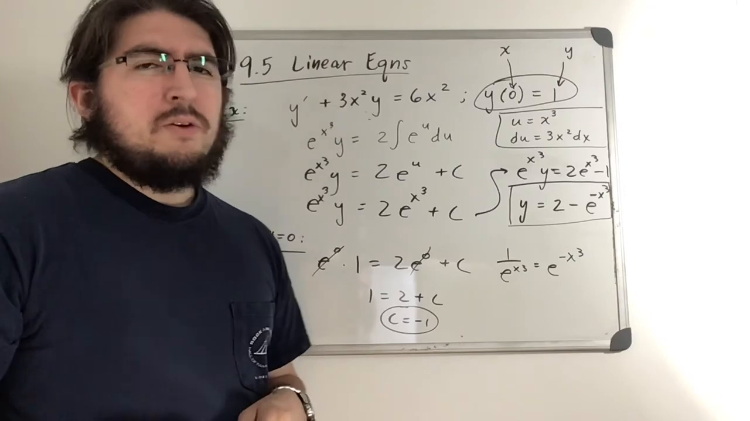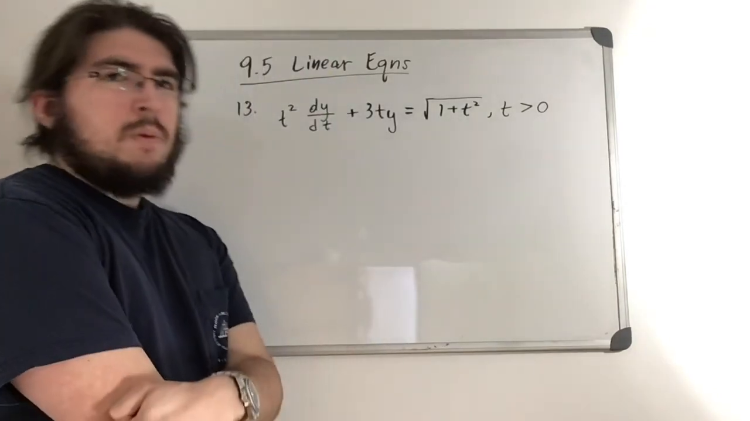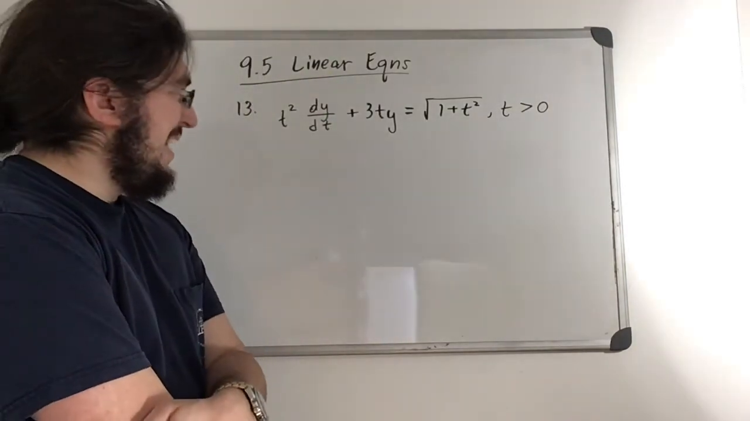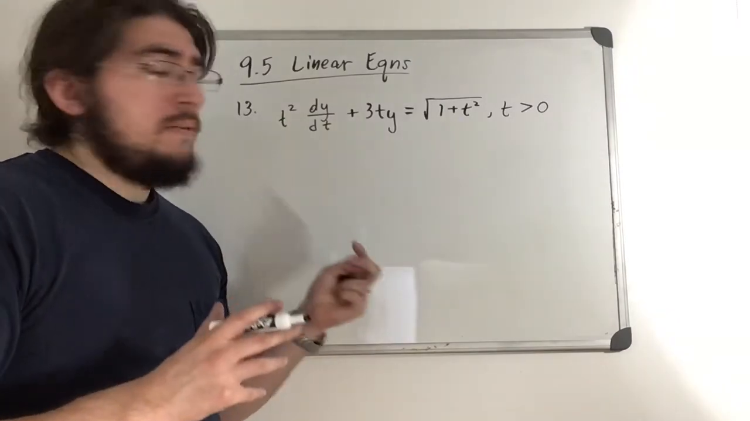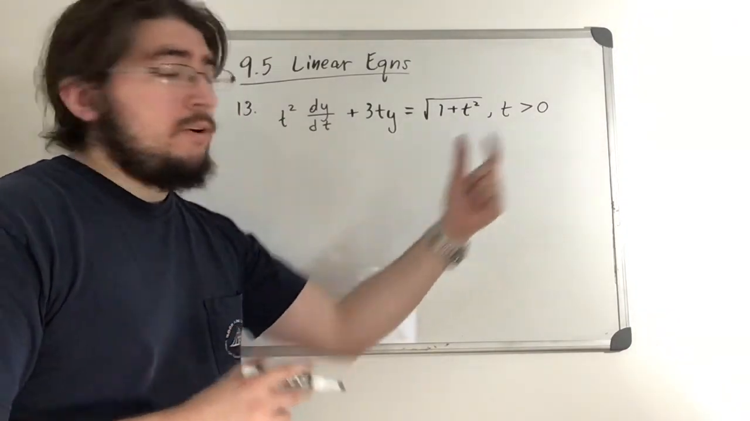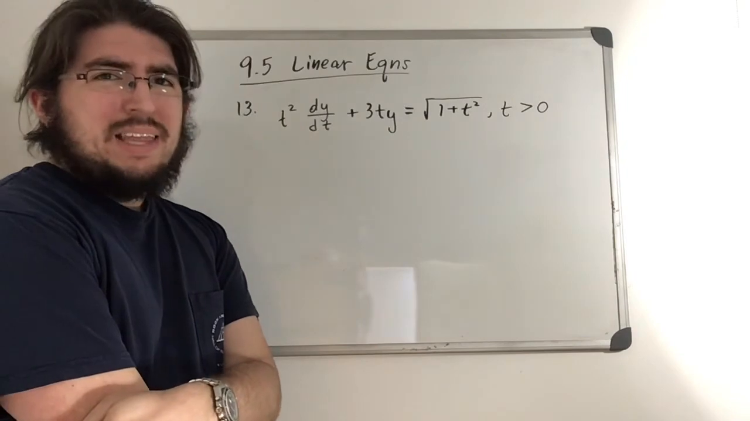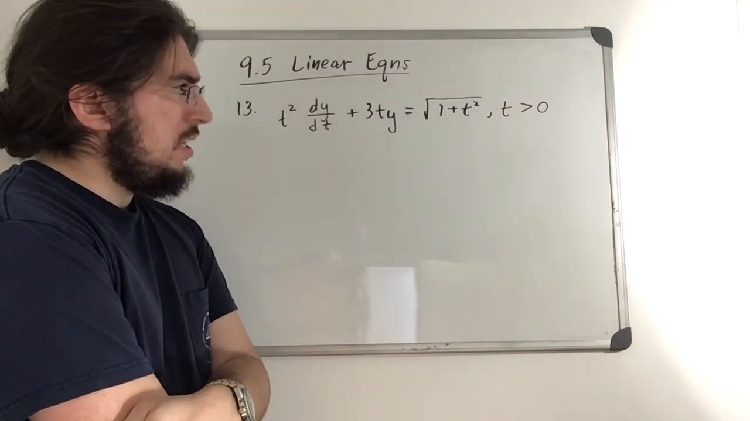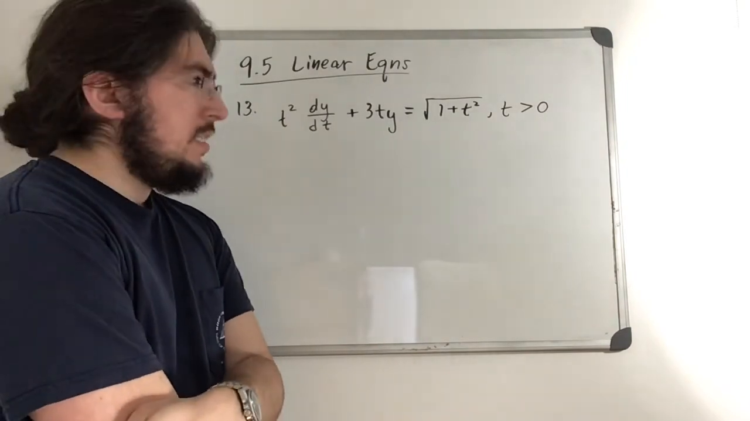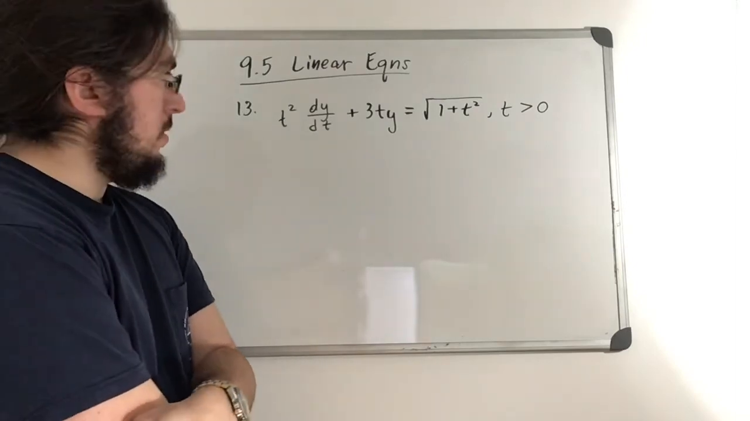So now I think I'm going to do a few homework problems. Okay, so here's homework problem number 13. There's no initial condition given, but there's a restriction given here: t is greater than 0. We'll have to see why that's the case in a little bit, why they give us that. It's not obvious yet, but we'll see that probably soon.